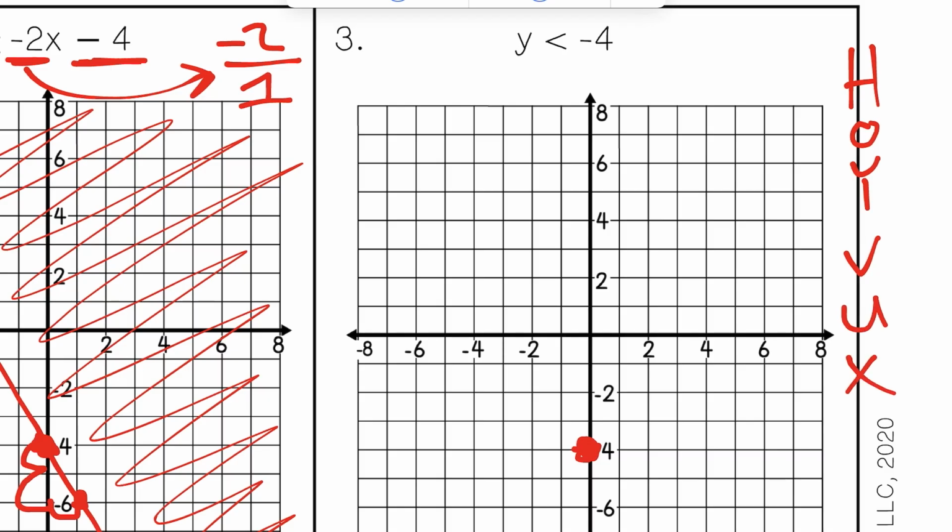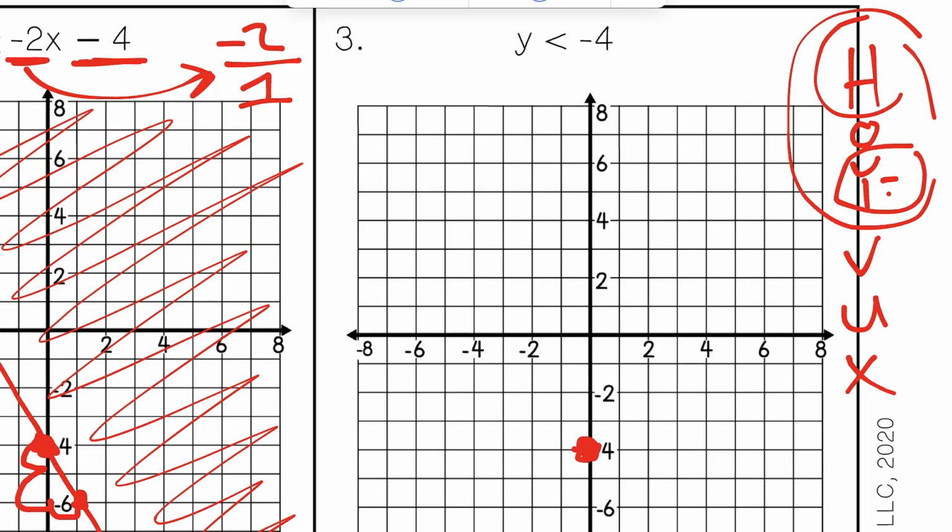Well, this is a y equals equation, so it's going to be the horizontal part that I use, which means I have a horizontal line, like that. Does that make sense, guys? If I have y, not y equals in this case, but y is less than negative 4, it's kind of like when I had my y equals negative 4 equations, right? So it's a horizontal line at y is negative 4. But in this case, I have a less than instead of an equal, right?